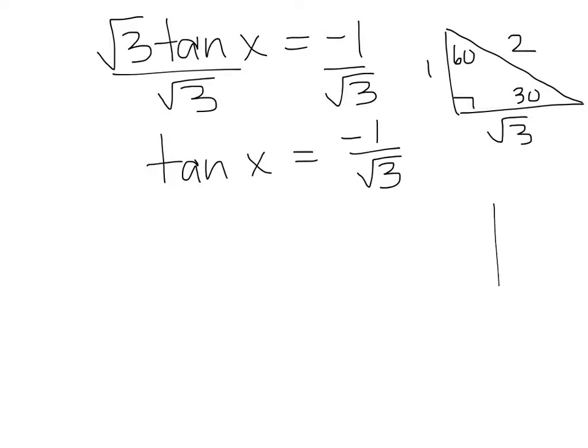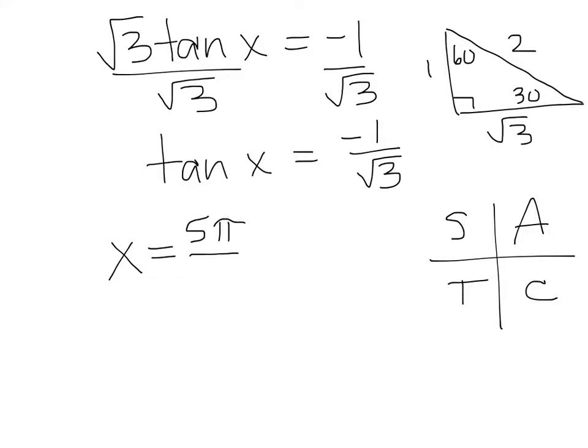Now, we have to consider the quadrants in which tangent is negative. Again, all students take calculus. Tangent is negative in quadrant 2 and quadrant 4. So we need to give x as a 30-degree angle that appears in quadrant 2 and in quadrant 4. The 30-degree angle in quadrant 2 would be 5 pi over 6. And the 30-degree angle in quadrant 4 is 11 pi over 6. Therefore, those are the 2 solutions to this equation.